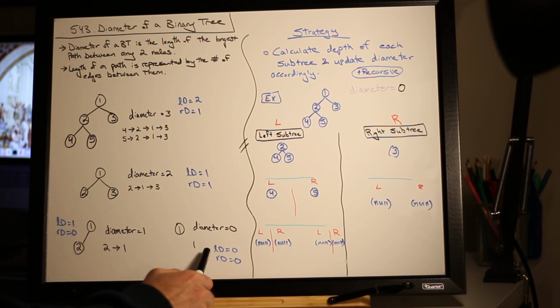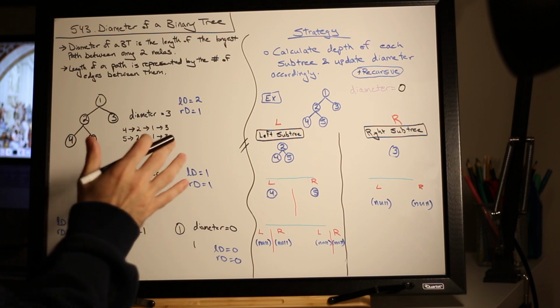And we can confirm this with the depth calculations. So the left subtree here is just going to be an empty tree, which is going to have a depth of 0. And the right subtree is also going to be an empty tree, which has a depth of 0. 0 plus 0 is 0, and our diameter is 0.